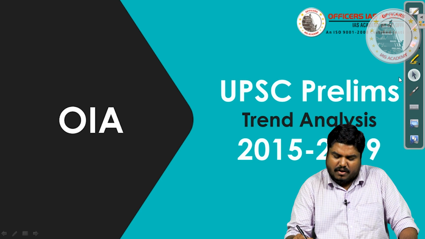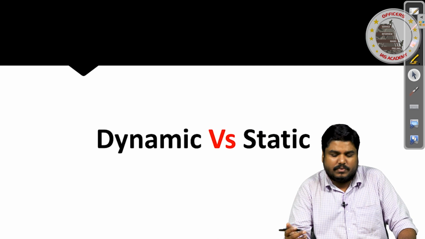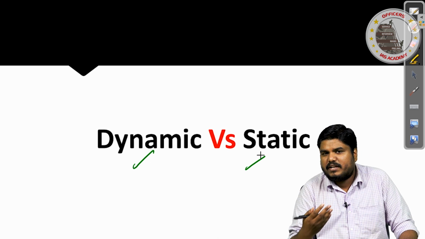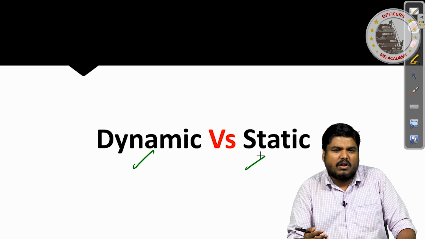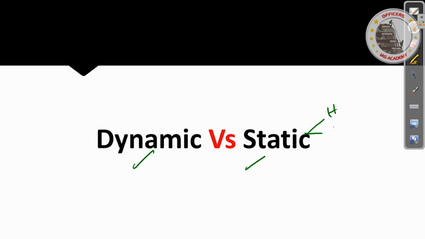So, we have divided the questions under two headings, one is dynamic and another one is static. The moment when I say static, that means something which will not change. So, what are all the subjects which we can bring under static? So, we can bring history, we can bring geography, we can bring Indian polity, we can bring the concepts of economics as well as environment.